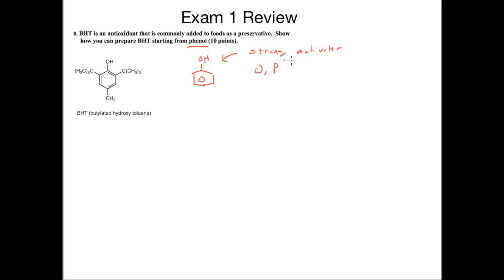In this case, I've got to put on two separate things, three things in total. I need to put on the CH3 group here, and then I need two of these t-butyl groups. Because of what I mentioned about para, we're going to add the methyl group first in the para position. So starting with phenol, all we need to do now is show what our reagents are.